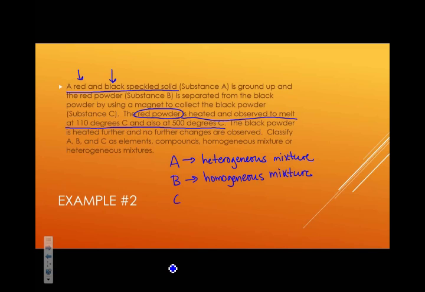All right, let's talk about C. The black powder is heated further and no further changes are observed. So we heat it up and nothing really happens beyond what we have. Now in theory this should melt and eventually form a gas, but it doesn't mention that here. It just says no further changes are observed, which means that it didn't decompose. So this problem is a good example because we're having to look and think critically about what's not happening.